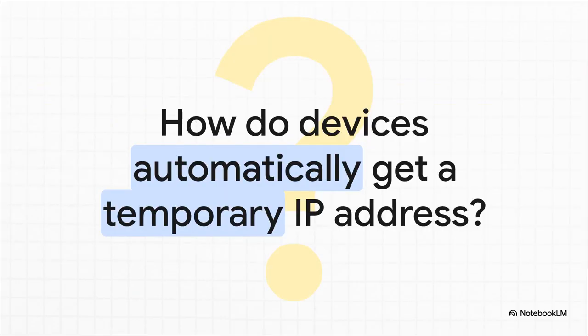And all of this leaves us with one final, pretty interesting question. We know that temporary IP address is assigned automatically by your router, but what's the magic behind that process? How does your phone get a brand new, perfectly valid address in an instant every single time you join a Wi-Fi network? Well, that's a story for another time.